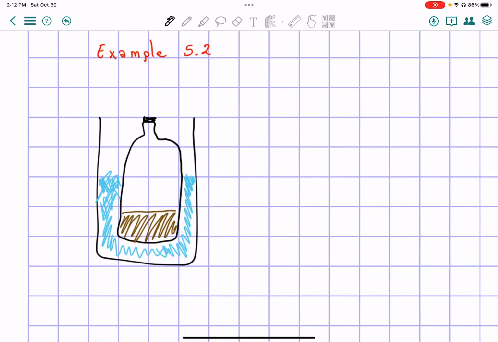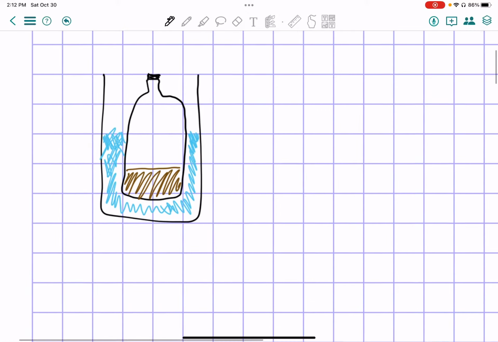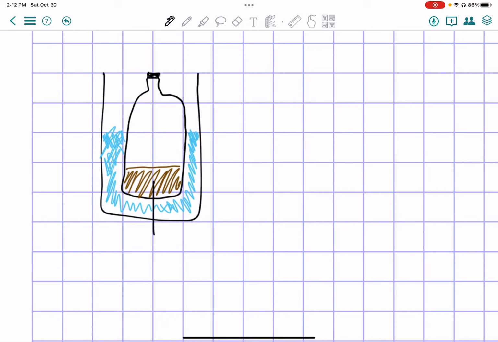In example 5.2, we have a bottle submerged in water with some sand at the bottom of the water. Now, we know that different forces act on this bottle. So the first force will be the weight force, which is equal to m times g. The second force will be equal to the buoyancy force. The buoyancy force is equal to the amount of water that has been moved times.